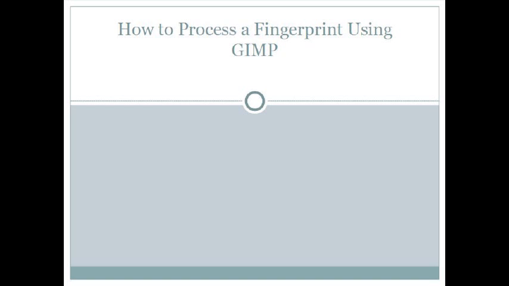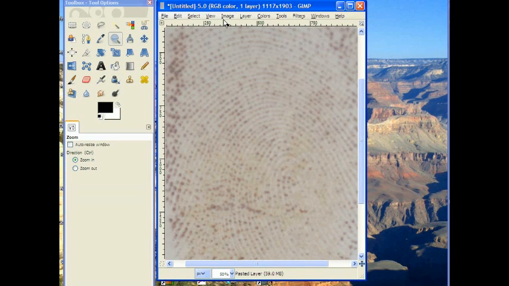All right, we're inside a program called GIMP. I've loaded up an image that was taken from a fingerprint that had been developed using iodine fuming. And we can see that we're zoomed in quite a bit here. We can see the ridge patterns pretty nicely, but the image still needs some work.